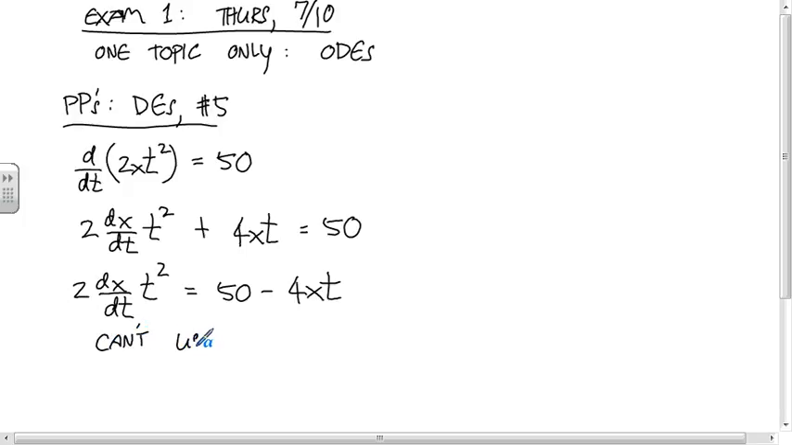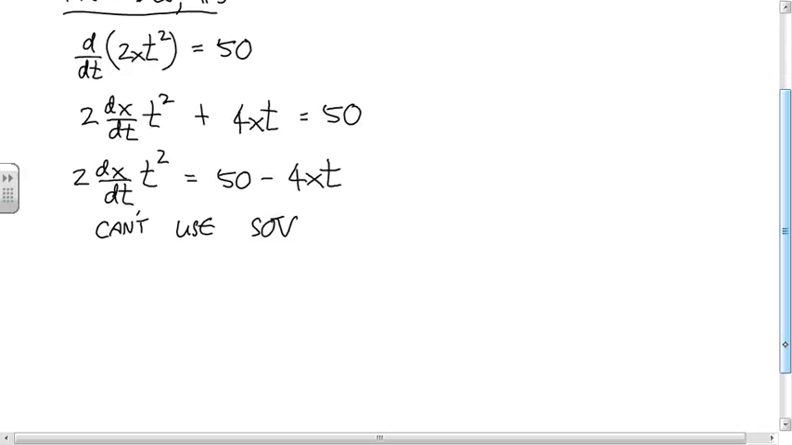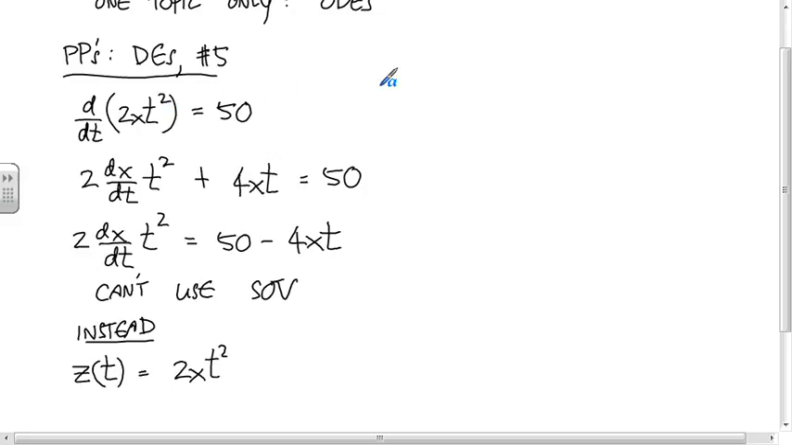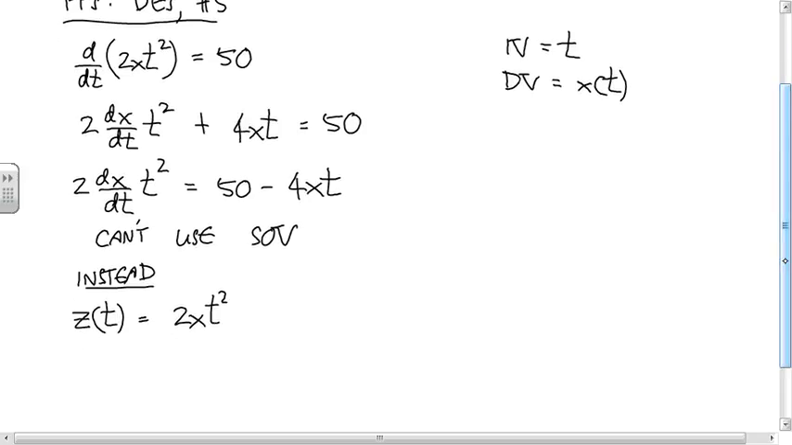So here you can't use separation of variables. So what you could do instead is make this substitution that says this new variable z is equal to 2xt squared. Maybe I'm getting a little ahead of myself. The independent variable here is t. The dependent variable is x of t. That's what we're trying to find, right? Since x is a function of time, we know that 2xt squared is a function of time. So we're just going to define this new variable as a function of time.